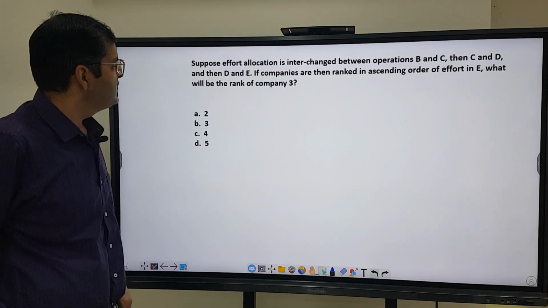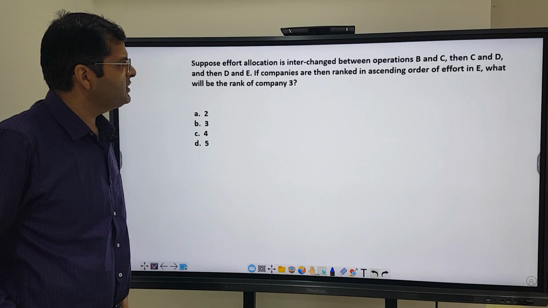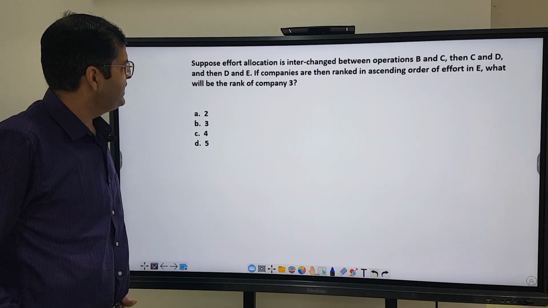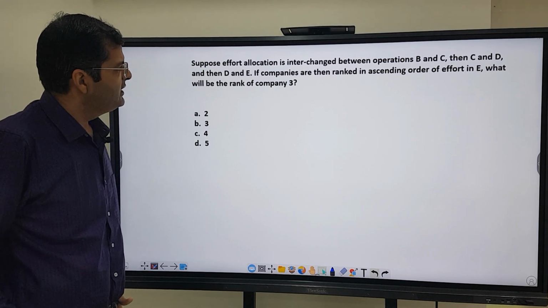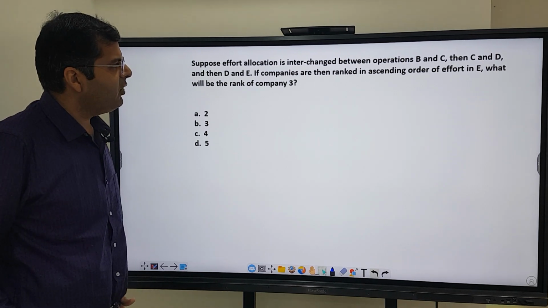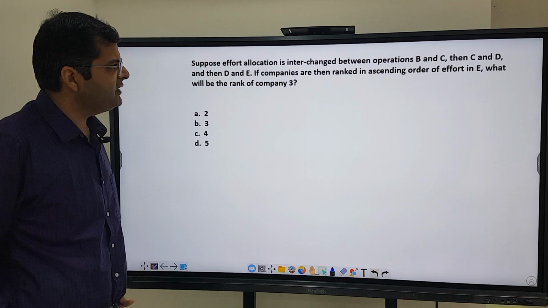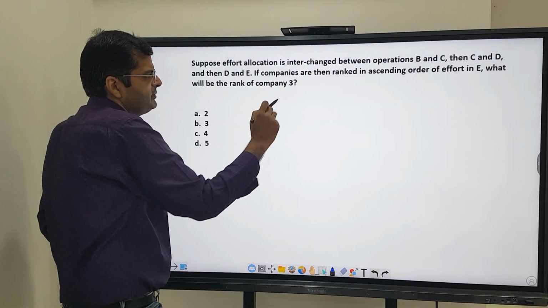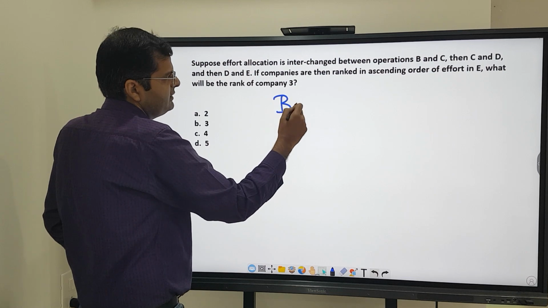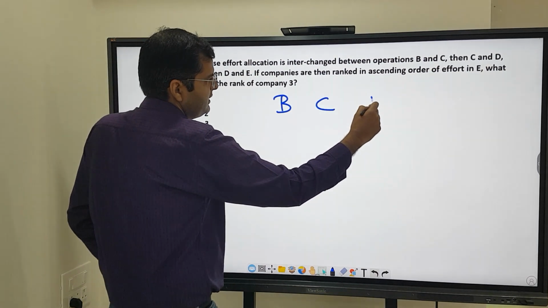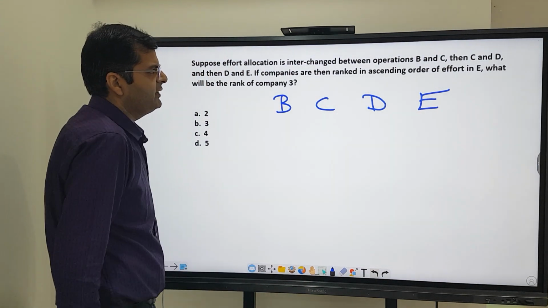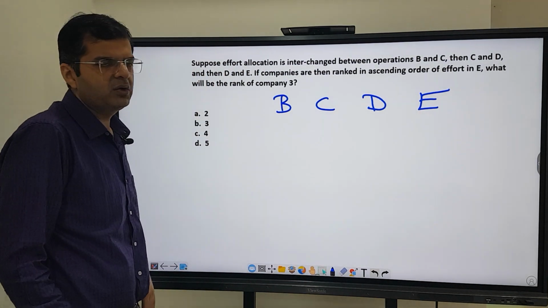So the question says, suppose effort allocation is interchanged between operations B and C, then C and D, and then D and E. If companies are ranked in ascending order of effort in E, what will be the rank of company 3? So first we'll understand what this means. Let me write these operations B, C, D and E. These are the 4 operations we have to take into account.